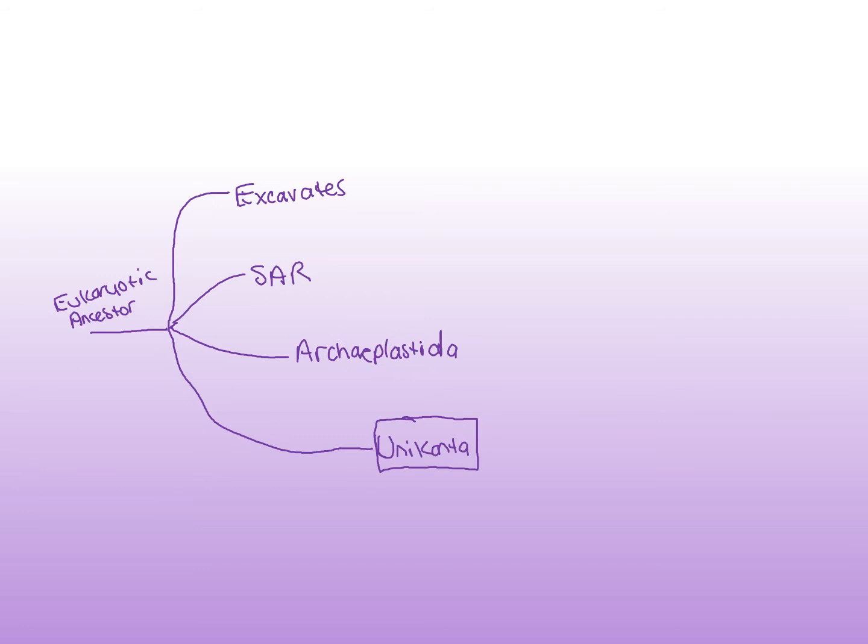So the Unikonta group is a polyphyletic group, and it's because the fungi and the animals kind of fall into this group, right? So the protists that we'll be dealing with are going to include a couple major groups. Okay, so we have two major groups here. We have the Amoebozoans, and we have the Opisthokonts.